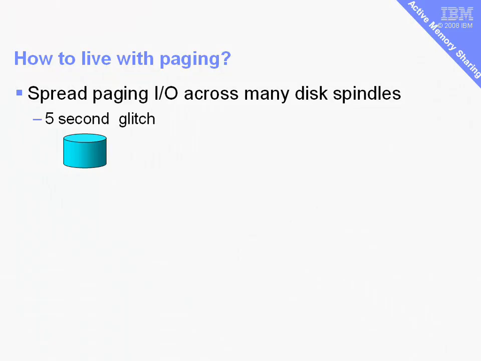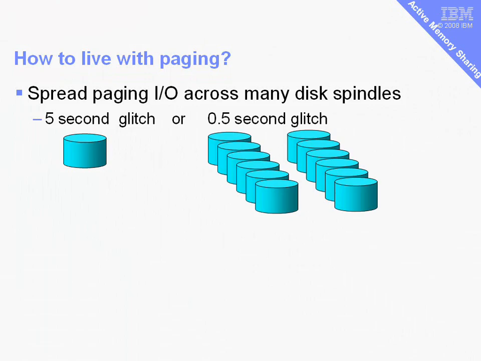and start getting annoyed. But if we had 10 disks operating for our paging I/O, then we'd actually get through this peak in paging 10 times faster. In this case, then we'd have a glitch of a half a second, and our users may never notice that we've suddenly done a lot of paging.